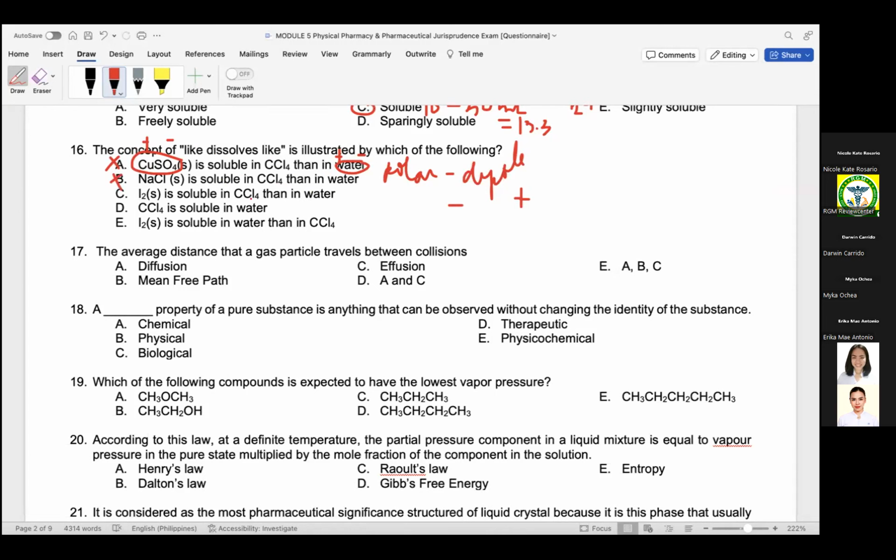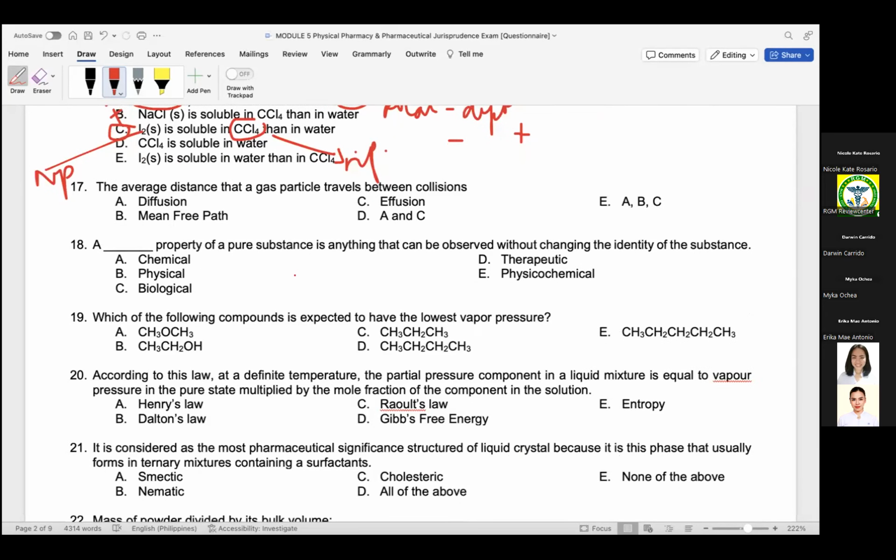Iodine is soluble in carbon tetrachloride than in water. This is true because iodine is non-polar and carbon tetrachloride is also non-polar. So like dissolves like, non-polar will be miscible or will love to be dissolved in non-polar solvents. Okay? Next. In number 16, the correct answer is letter C.